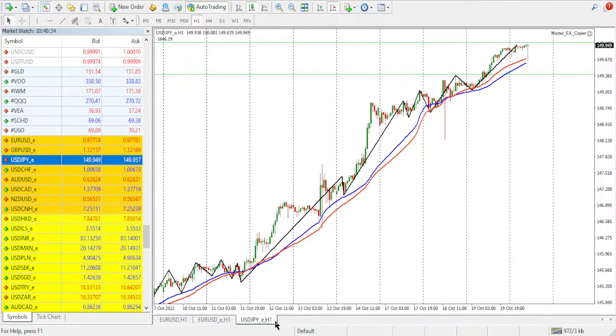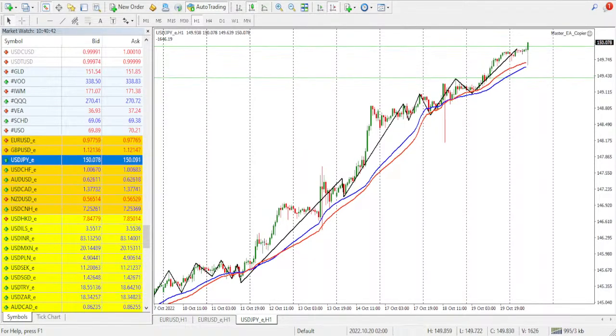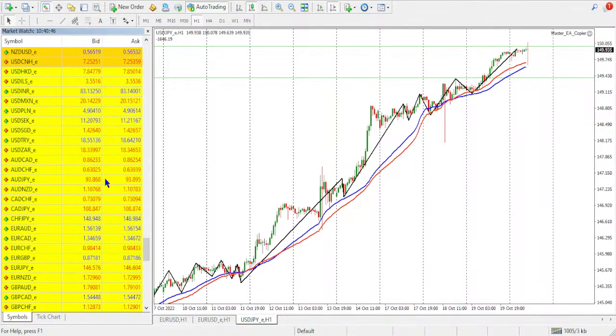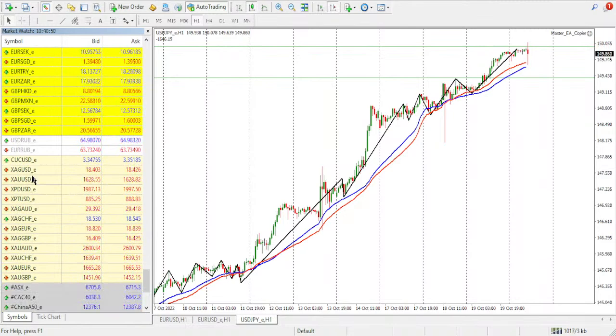So on this chart, basically we are buyers. We are expecting the buyers to continue to push price upwards until we see a break above this point. It's already happening. The next chart is gold.